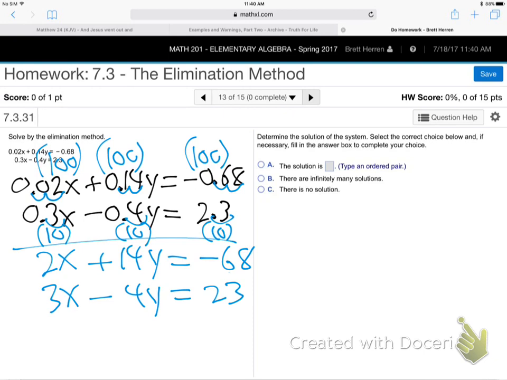All right. Now let's take it from there. How about we do the y's? Got to make the y's become the same number. One positive, one negative, the same number. So give it a go.